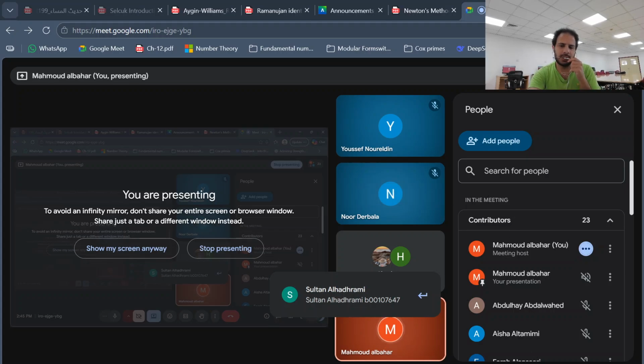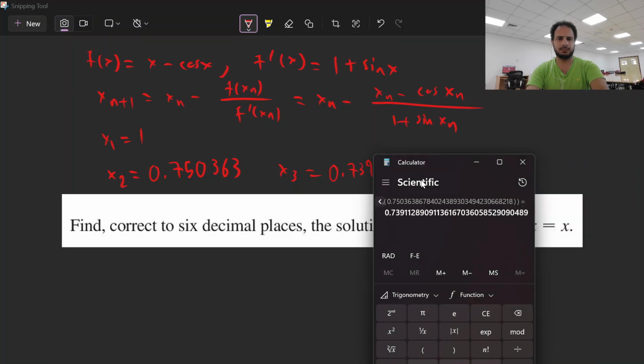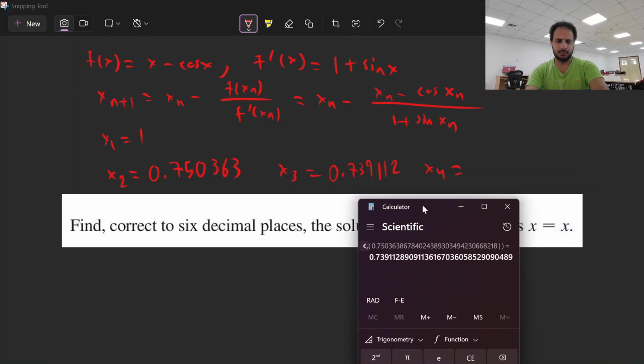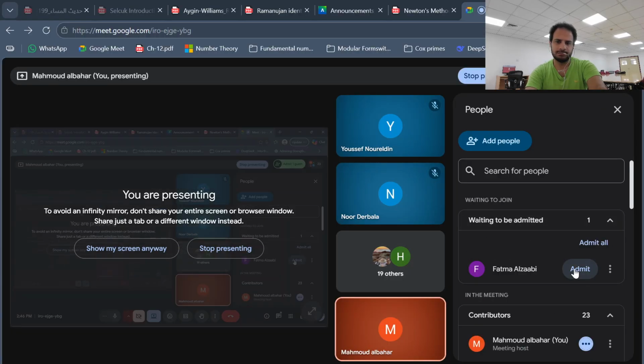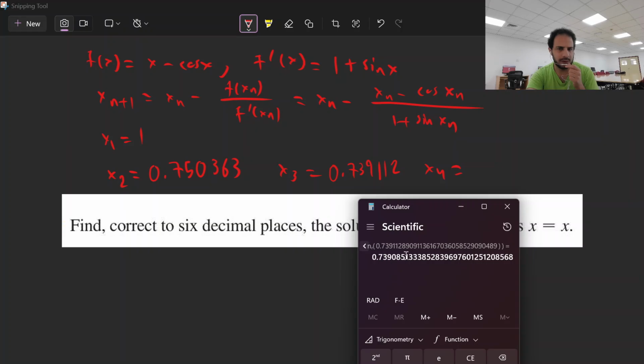Do you have questions? So now Control C, then Control V, minus, open parentheses, Control V minus Control V cosine, close the parentheses, divide, open parentheses, 1 plus Control V sine, close the parentheses. So now you get 0.739085.